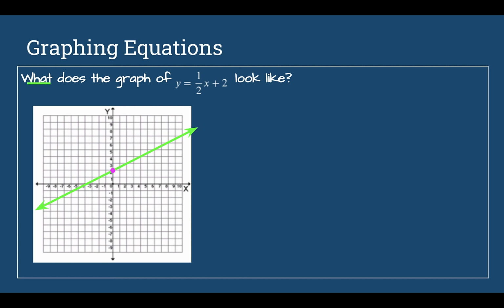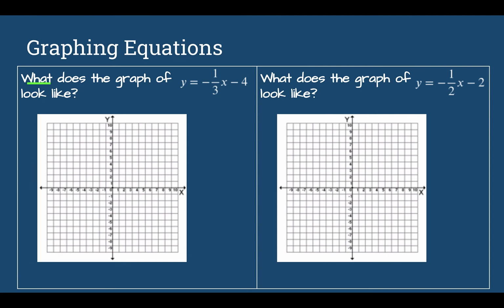Let's look at another example. This time we have y equals -1/3 x minus 4. Again, I'm going to start at my y-intercept, which is -4, and plot a point. So down 4, plotted a point. Then I'm going to use my slope, -1/3.